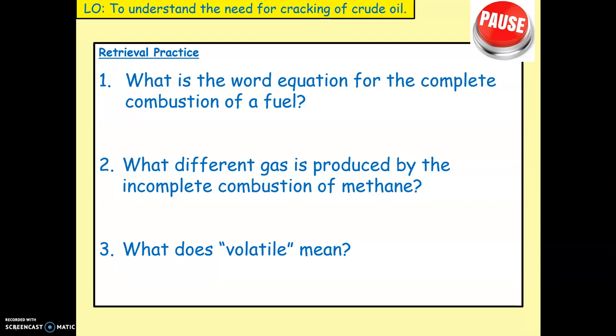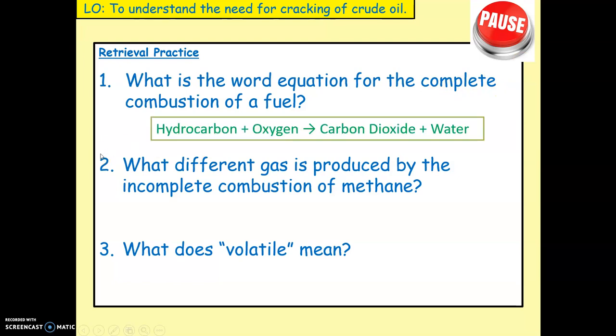So, question 1. What is the word equation for the complete combustion here, guys, of a fuel? So it's hydrocarbon plus oxygen, and that makes carbon dioxide and water. So complete combustion is when there is oxygen. Incomplete combustion is when there is a lack of oxygen, and that's when it can be dangerous and produce gases such as carbon monoxide.